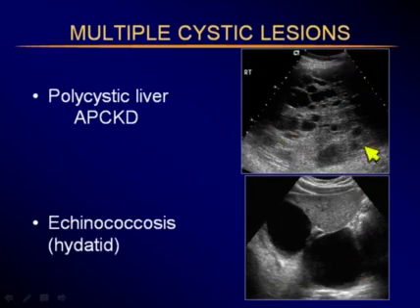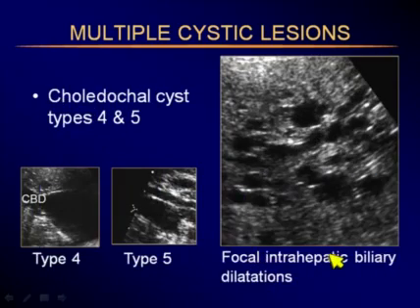We can have multiple cystic lesions throughout the liver. Very often these are associated with adult polycystic kidney disease or the dominant polycystic kidney disease. We could see multiple cysts with echinococcosis or hydatid disease, as was in this case. We can have multiple cystic lesions throughout the liver that are actually choledochal cysts, the type 4 and the type 5. Type 4 has the dilated bile duct. Type 5 has a normal bile duct. But we can see these cystic structures throughout the liver.